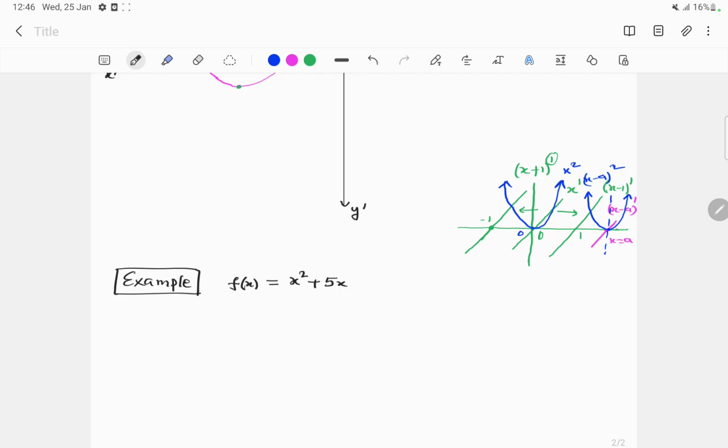So how do you draw the graph of this polynomial? First you have to factor it. So f(x) equals x squared plus 5x. Factoring means you have to factor out some common factor from every term. So from here you can factor out x, then you get x times (x plus 5).